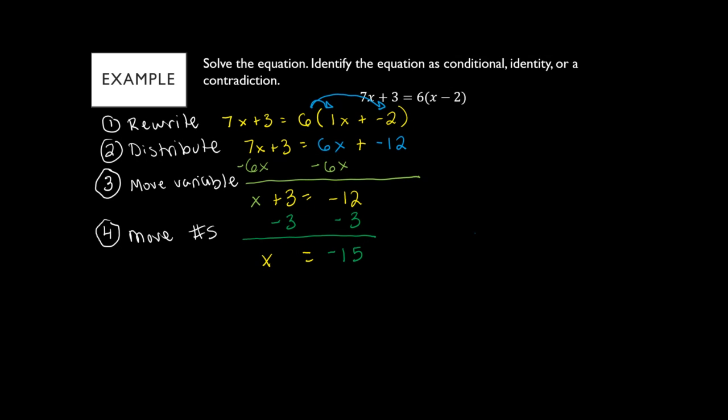And so online, you would write your answer, because I believe most of them just ask for the solution set. So you'd be writing it with the curly braces and then putting negative 15 inside there, saying that the solution to this equation is negative 15.